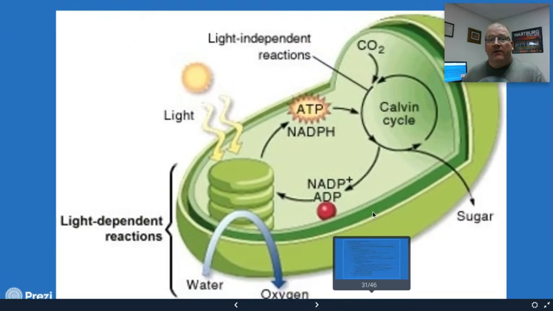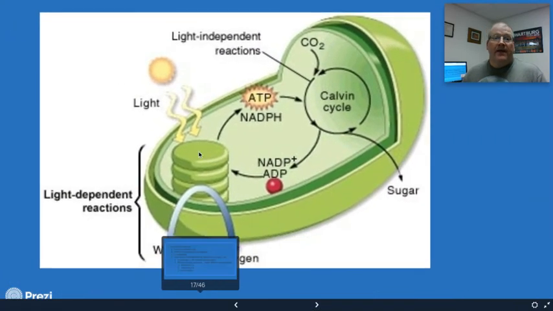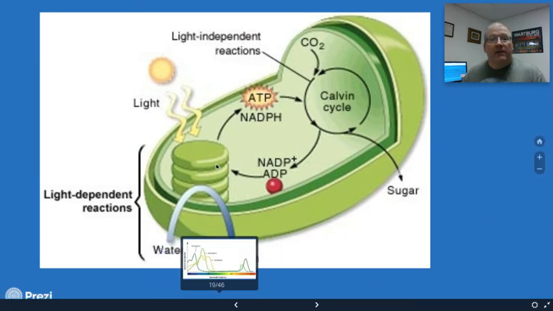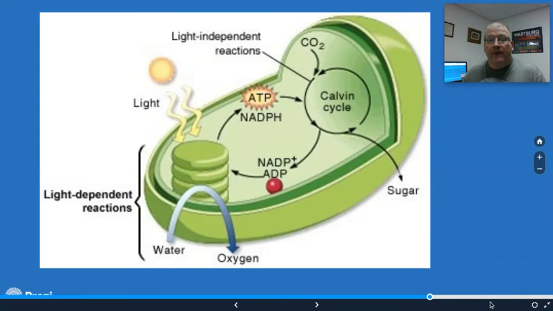Okay. Orient ourselves. The light reactions happen inside the thylakoid. Okay. And the Calvin cycle now happens out in the stroma. Okay. So if this is a stack of pancakes, think of that stroma as a sweet syrup, because that's where the sugar is going to be produced.